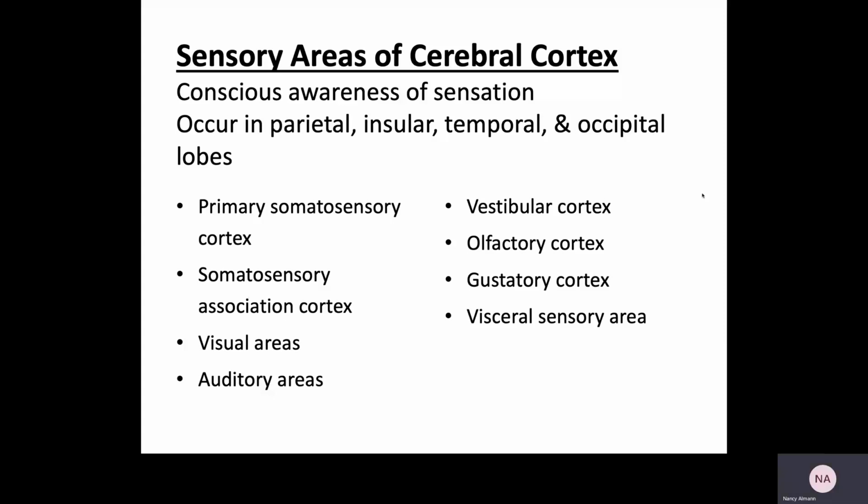Go over the sensory areas that are associated with the cerebral cortex. Remember that we will be talking about the conscious awareness of sensation, and the lobes that are involved will be the parietal lobe, the insula, the temporal lobe, and the occipital lobe. And that's a list of the major sensory areas.